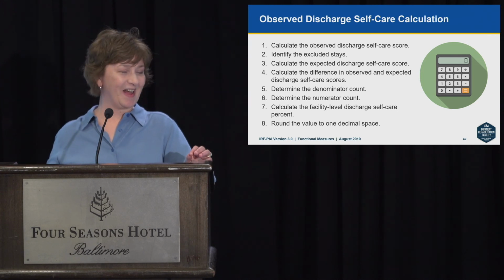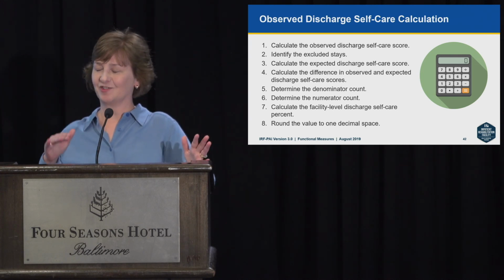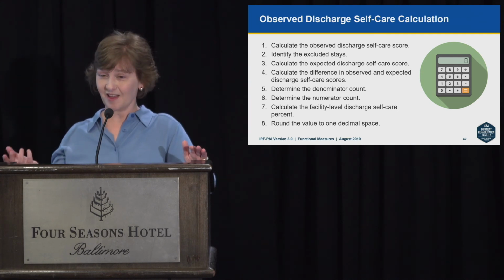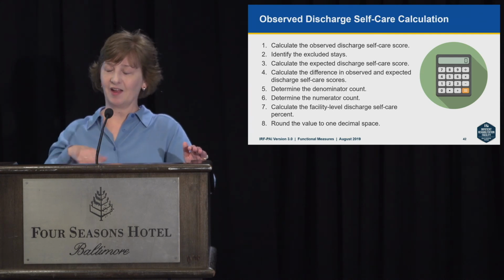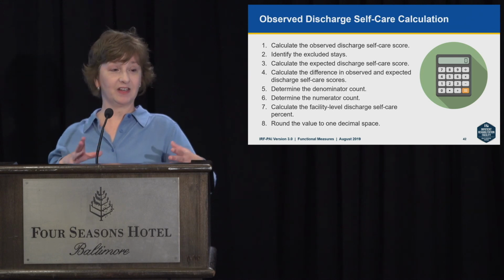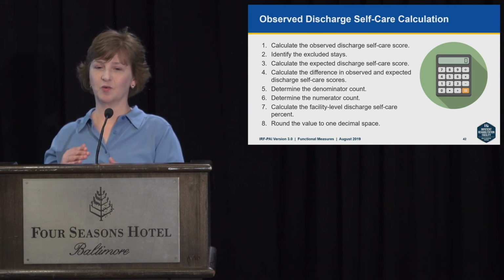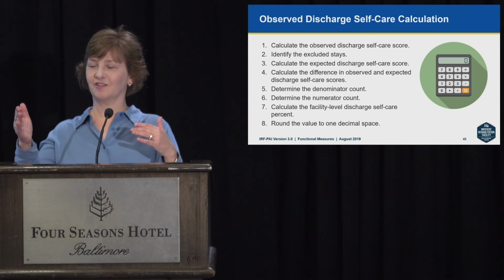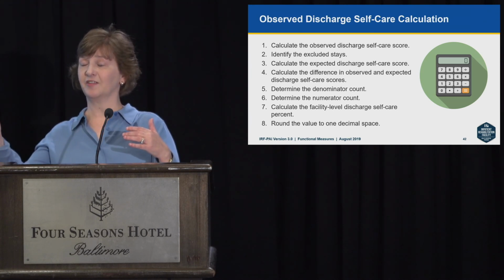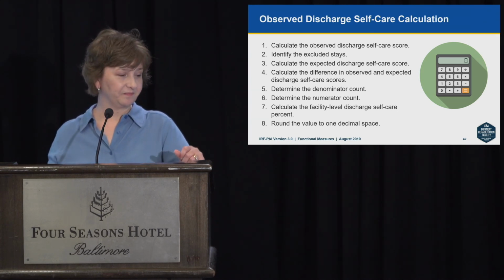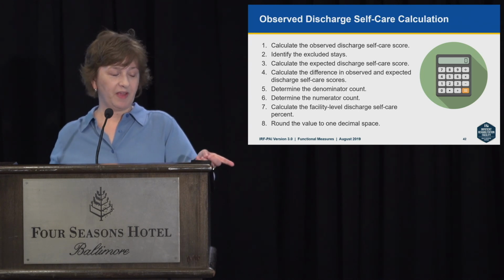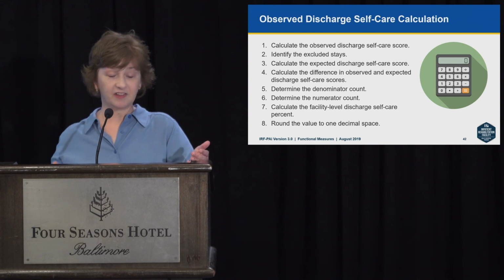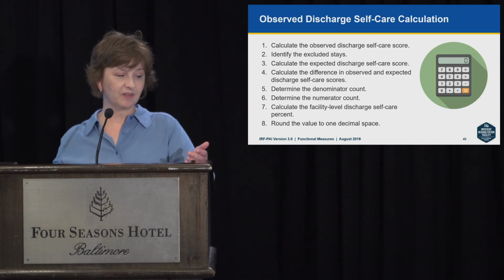Lots of numbers, but in general, I just want to be sure you have the idea. There's an observed score based on the assessment, and then there's a calculation based on the national experience of an expected score, and it's just: is the observed score equal to or higher than the expected score? Basically, number 4 is what I described: we look at the difference between the observed and expected score.